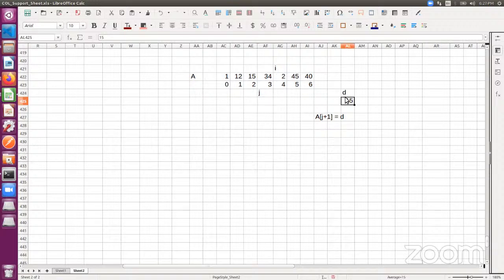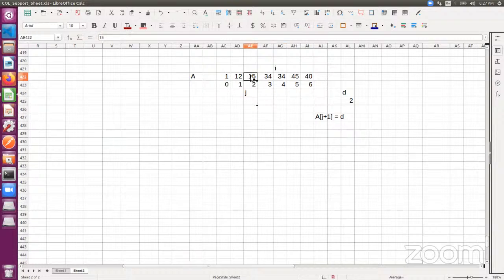Okay, now the value of d is 2. So j is 3, a of j is 34, right? So d is 2. So 2 and 34, d is lesser. So what do you do? Move 34 to the next position. Decrement j.